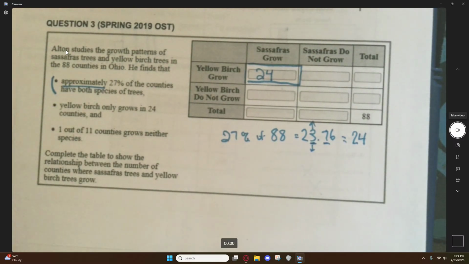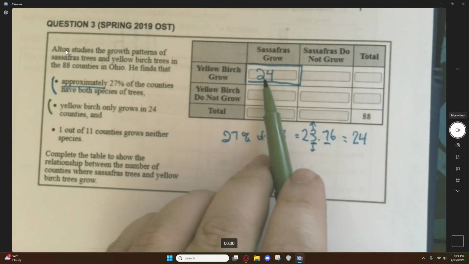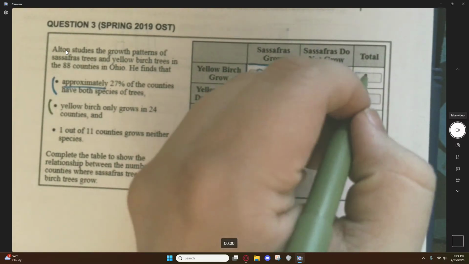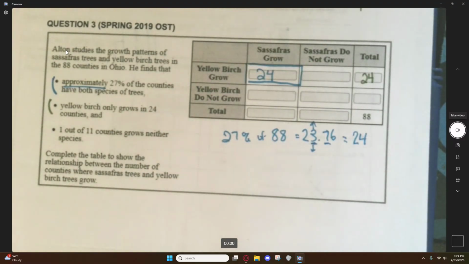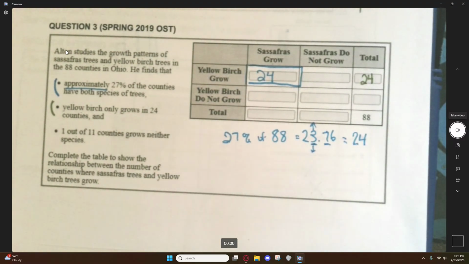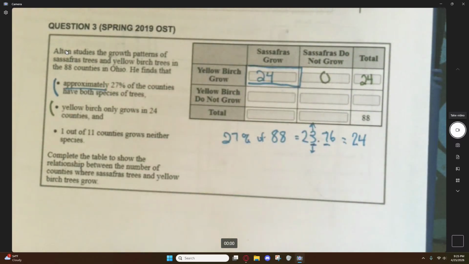That grows both. Then we have yellow birch, only grows in 24 counties. So we already have the 24 here, and that total is 24, meaning we can now find how many yellow birch grows in, but sassafras does not, of which it is 0.